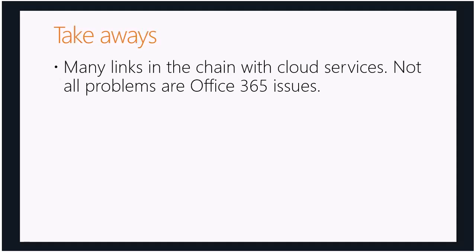So our takeaways are, again, many links in this chain now. It's not always an Office 365 problem. It could be a performance issue on the broadband. It could be DNS issues. It could be, for example, somebody's resynchronizing their OneDrive for Business synchronization files and basically sucking up all the broadband connection. So there are lots and lots of links in this chain that you'll probably need to have a look at.